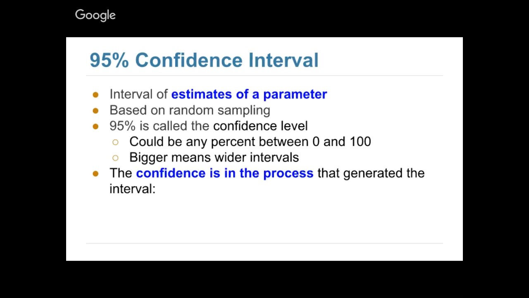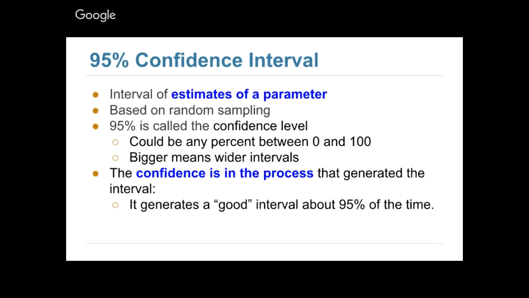And the confidence is in the process that generated the interval, which means that if I go from population to sample to resample, that entire process will generate a good interval 95% of the time. It's not sufficient just to go from sample to interval. You have to go back to the population and get a new sample in order to get that 95% of the time in there.